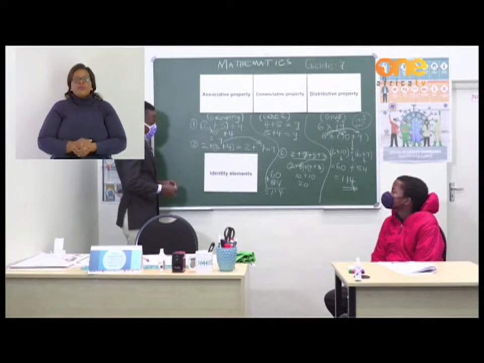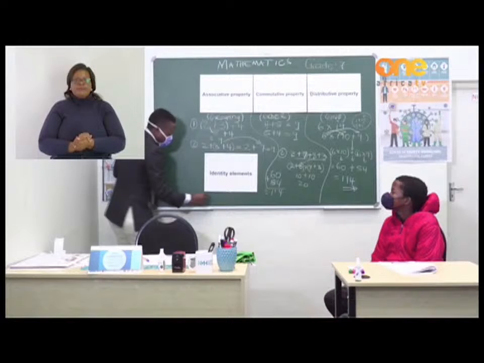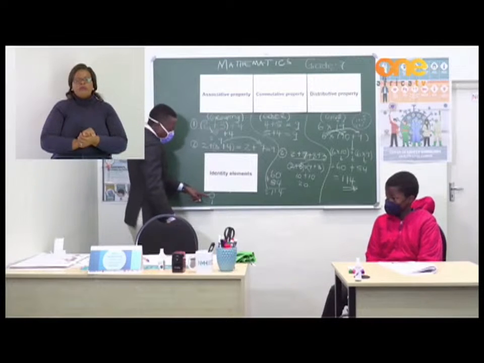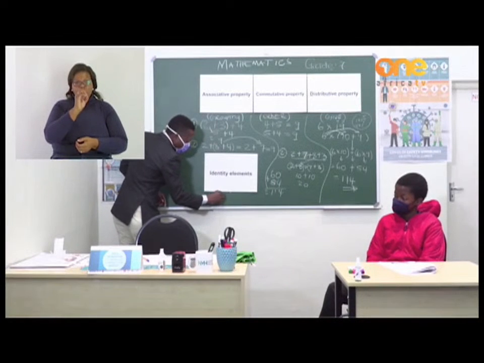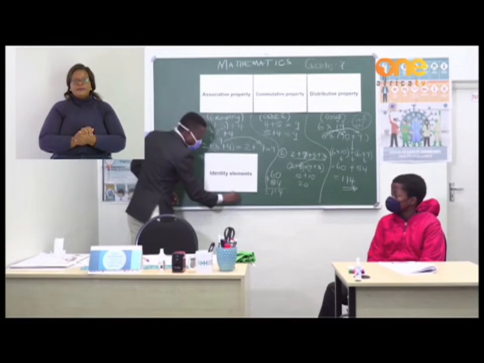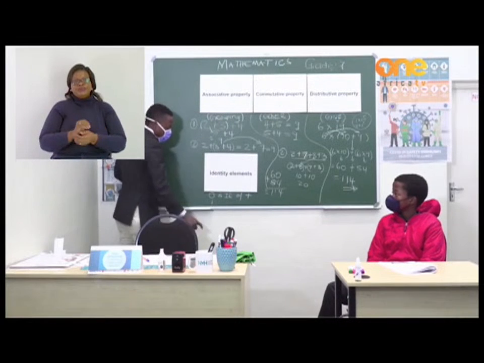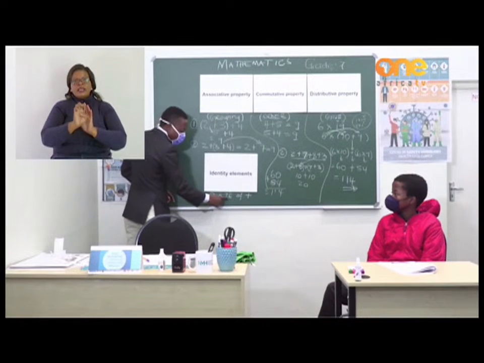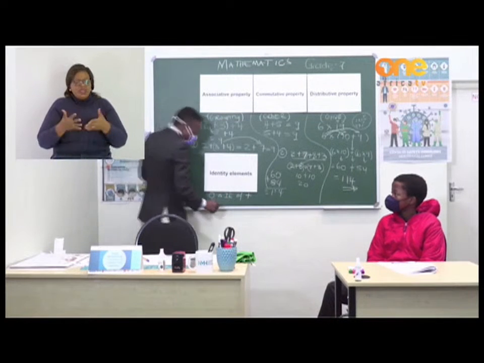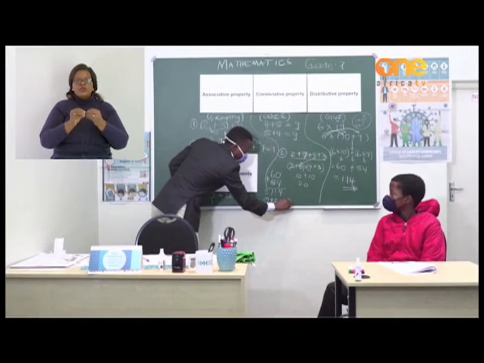The last part is identity elements, and this is very short. We are trying to say we have two numbers, we have 0 and we have 1. We said 0 is an identity element of addition. How? If you add 0 to a number, you will get that number.